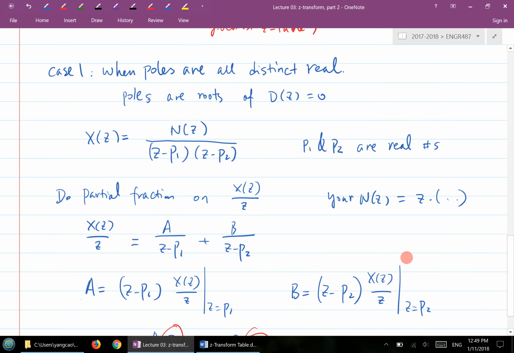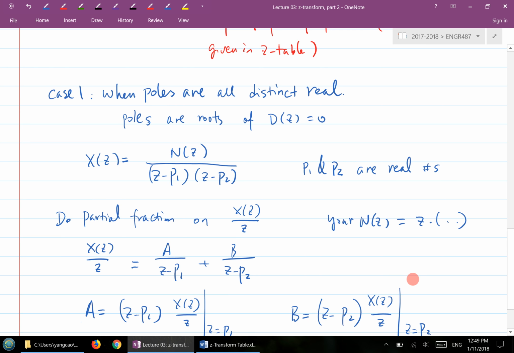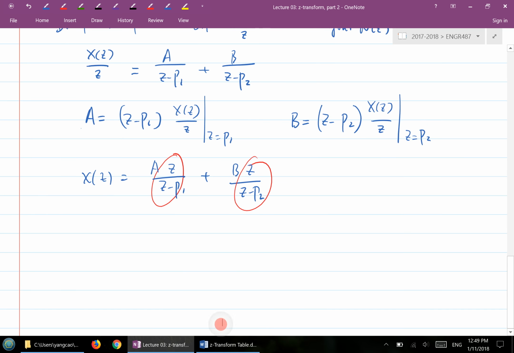So basically, just remember, if you're required to do a partial fraction expansion to find the inverse z transform of a certain expression, we divide it by z first, and then we do the partial fraction expansion on the resulting expression. Right? So let me show you an example here.